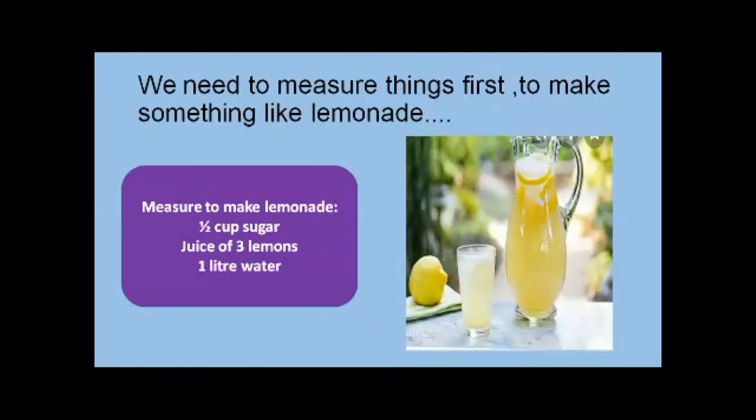So now I will tell you how to measure the ingredients, I mean the things that we need to make lemonade. Take half cup sugar, juice of 3 lemons, and 1 liter water. For 1 liter water, you can take 4 to 5 glasses of water. 1 liter is equal to 4 to 5 glasses of water. Mix all these things, your lemonade is ready.